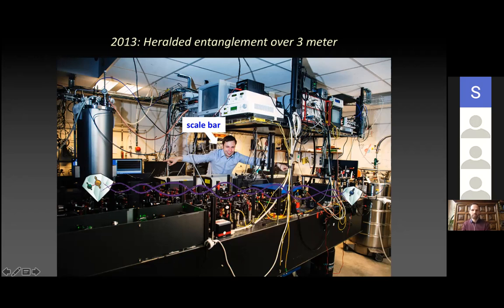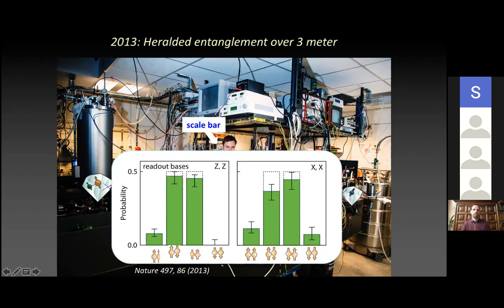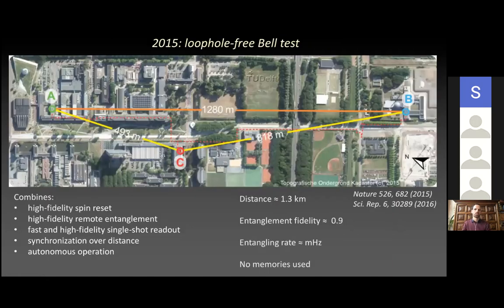In 2013, we did the first experiment, as was mentioned in the introduction. We also used this to do a teleportation experiment in 2014, actually between one of these chips and the other side. And then in 2015, we managed to use this for a loophole-free Bell test. So in this case, we actually took one of the setups very far away, 1.3 kilometers out, and we had the heralding station sort of in the middle.